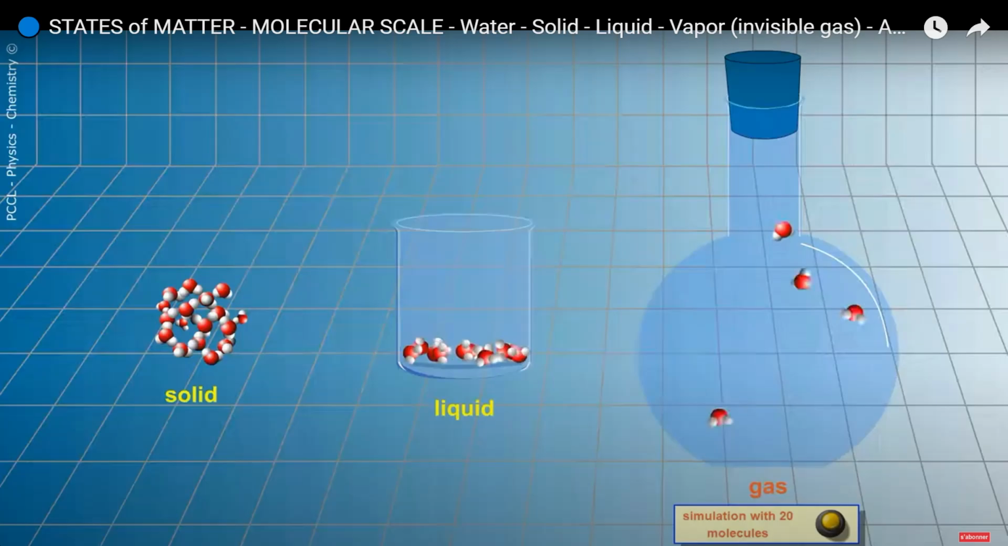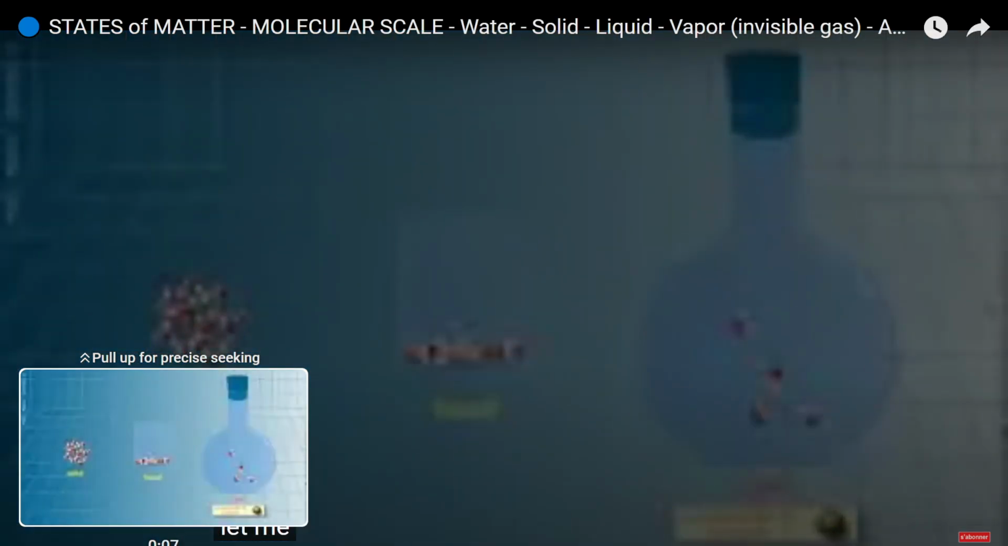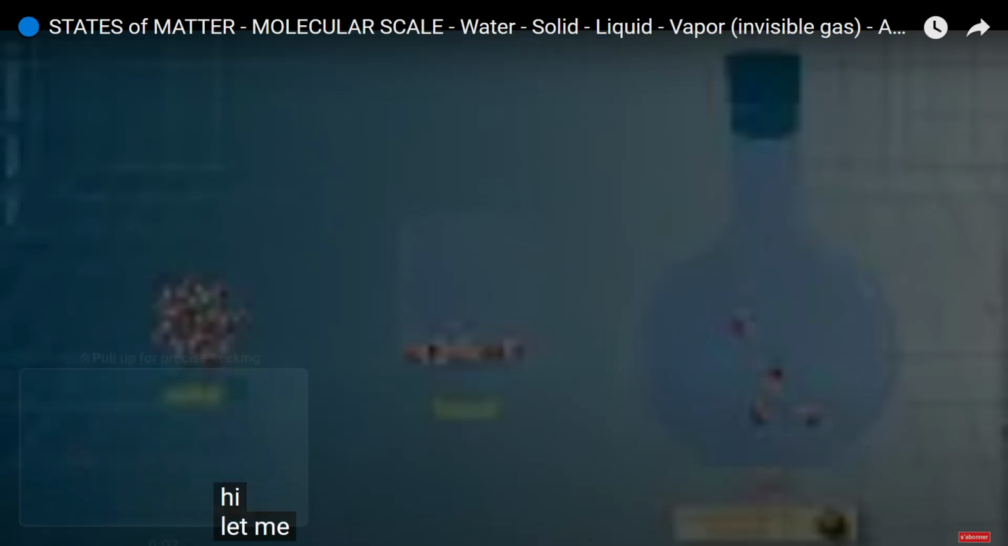What do you notice about the solid as opposed to the liquid as opposed to the gas? I'm just going to press mute and we'll just watch. So tell your partner anything you notice that is different about the solid and liquid and gas.